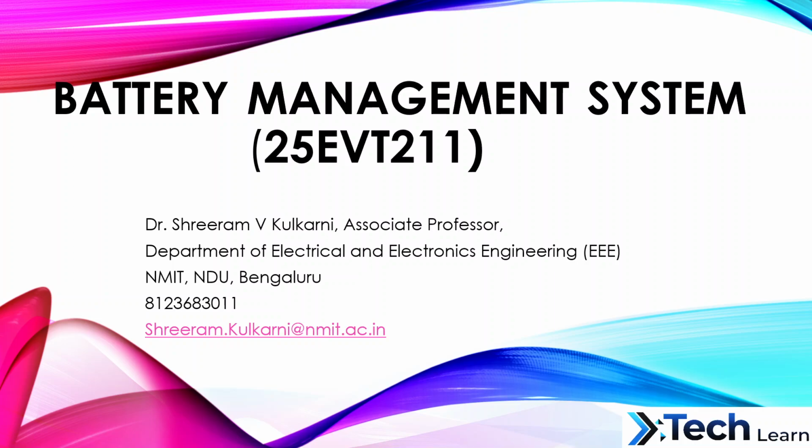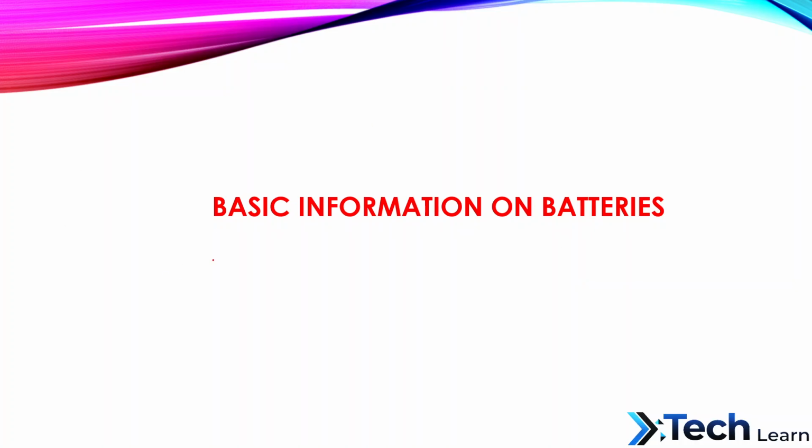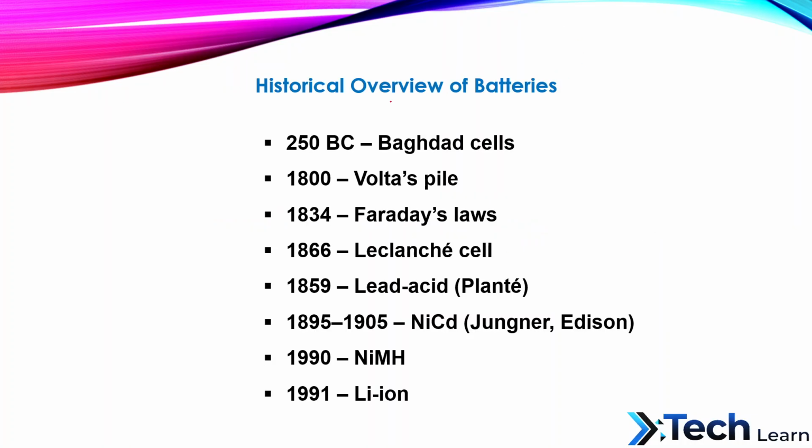Hello everyone. In this session, we are going to see the basic information on batteries. First, we need to know the history of the batteries. I have listed here the historical overview of the batteries. Batteries have existed for more than 2000 years. The earliest known example dates back to 250 BC, Baghdad.